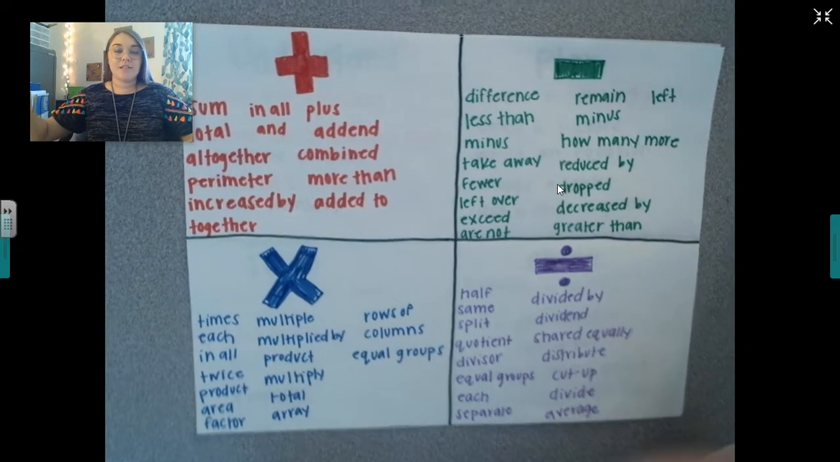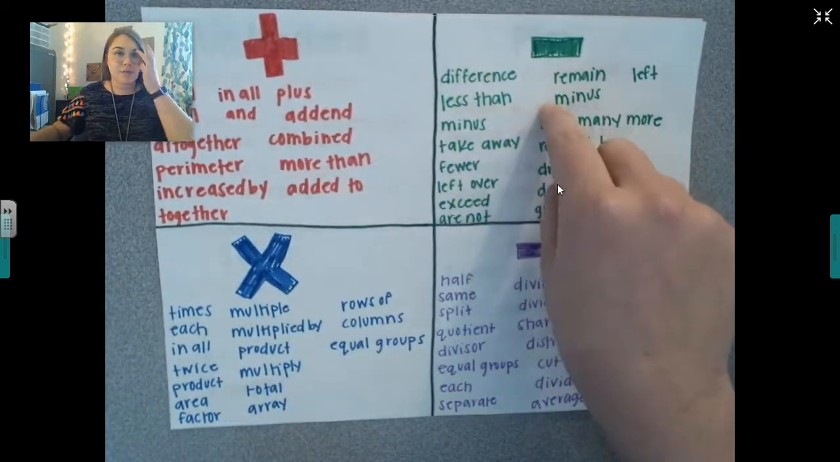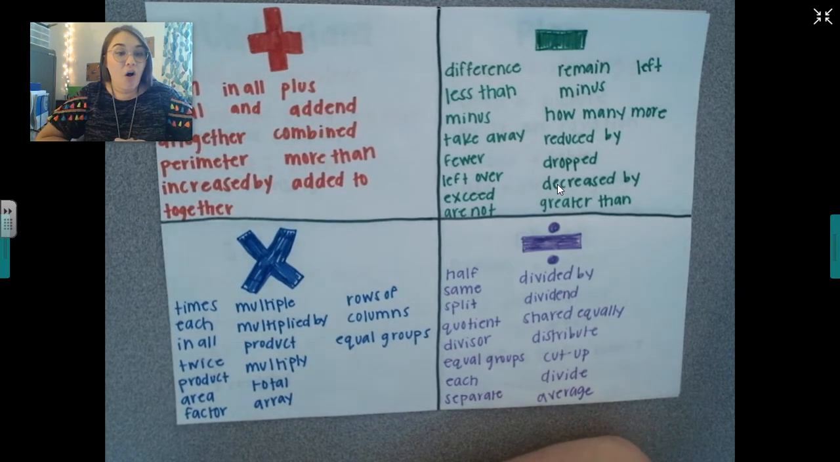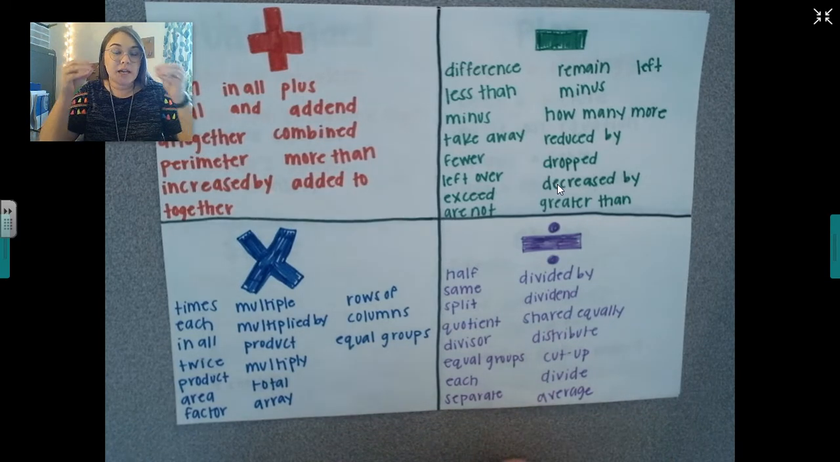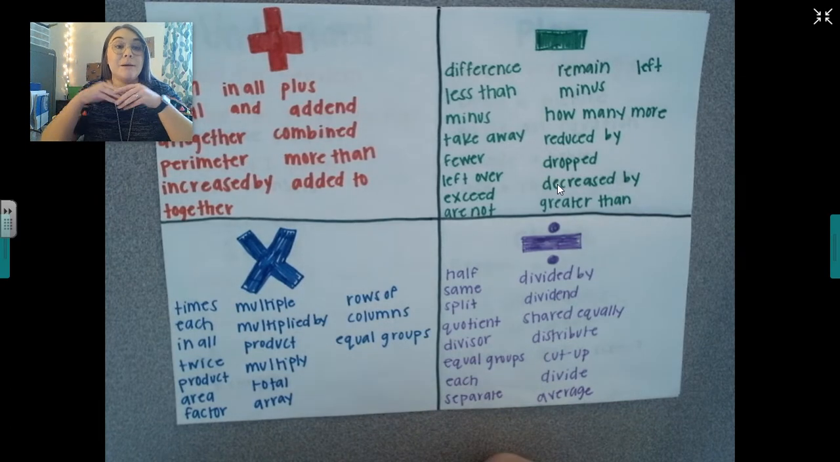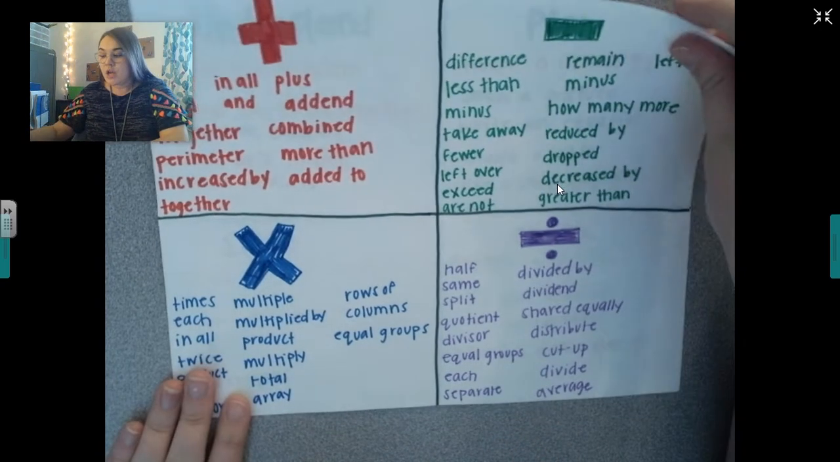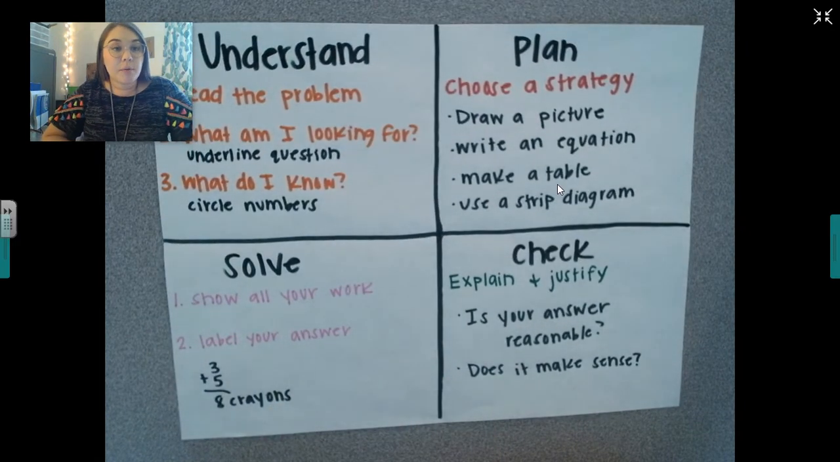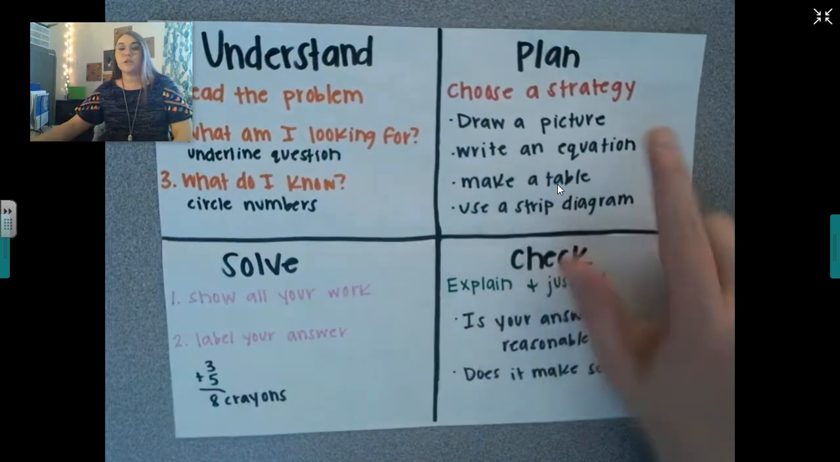So here is our keywords anchor chart, and I have written down, now we've done addition and subtraction, and for the next 2 weeks, we're working on multiplication and division. So for multiplication, if you're seeing words like times, multiply, multiplied by, product, in all, factor, equal groups, those are all multiplication words. If you see words like half, split, each, separate, anything with groups, that is all dividing words. You don't have to have these memorized. You just need to be able to determine what operation we're using in a word problem. So for addition and subtraction word problems, we are still using the UPS check method. You need to understand the problem in this box, plan it out in this box, solve it, and check it.